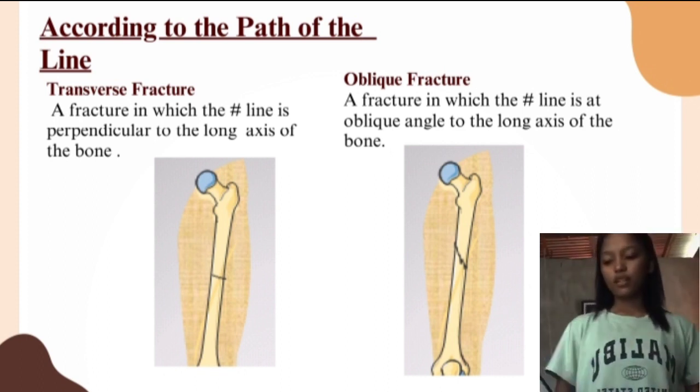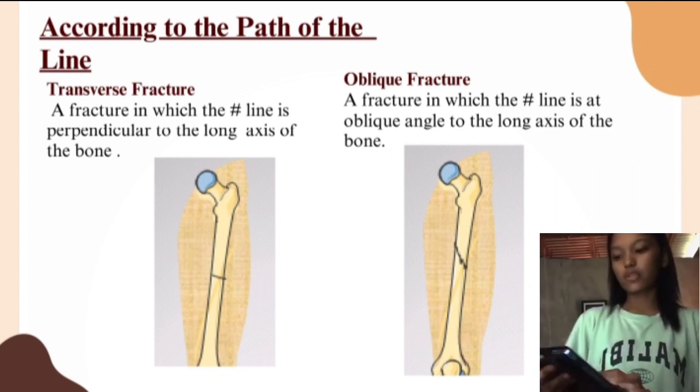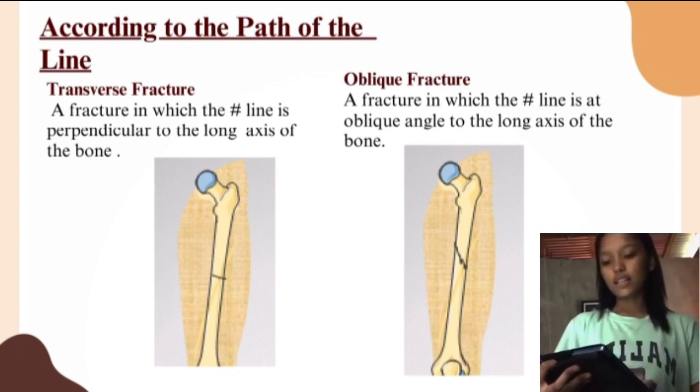Let's proceed to the next one. This is the oblique fracture, a fracture in which the line is at an oblique angle to the long axis of the bone.